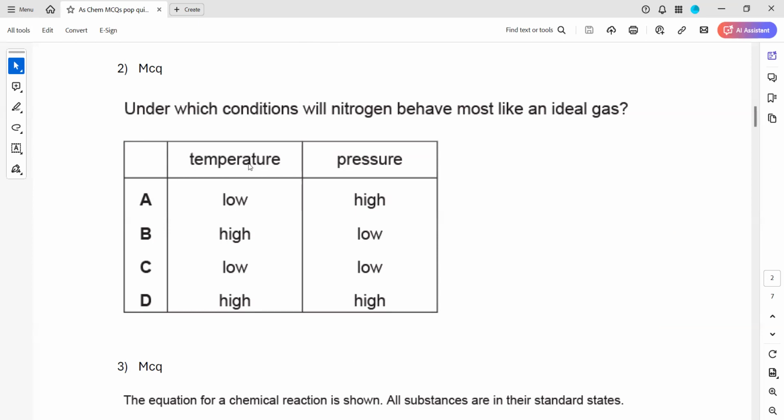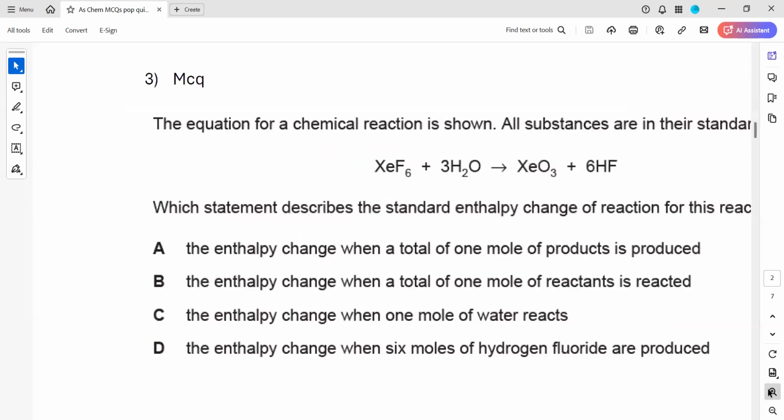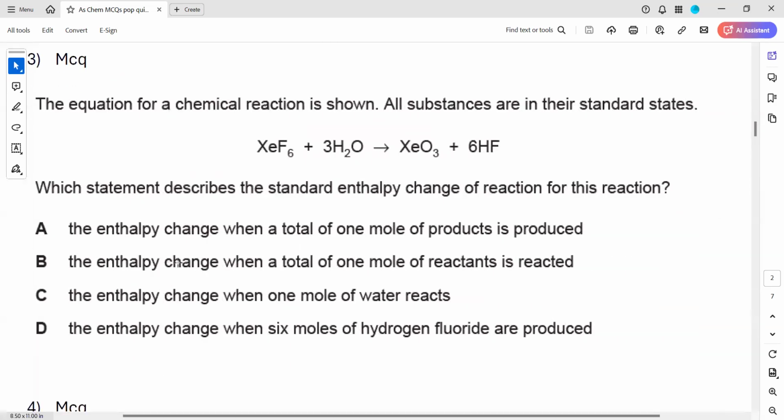Next is question 3. The equation for a chemical reaction is shown, with all substances in their standard state. Which statement describes the standard enthalpy change of reaction for this reaction? The enthalpy change when a total of 1 mole of a product is produced.